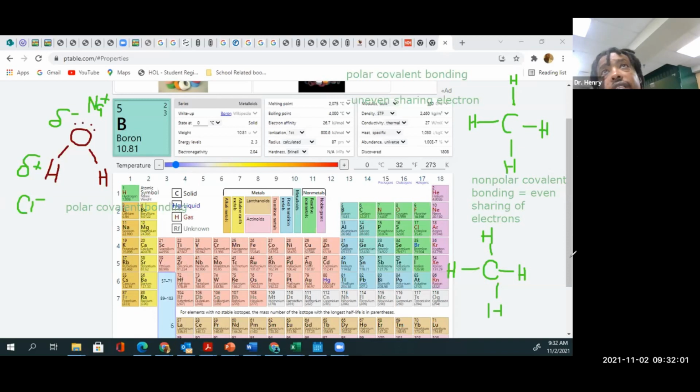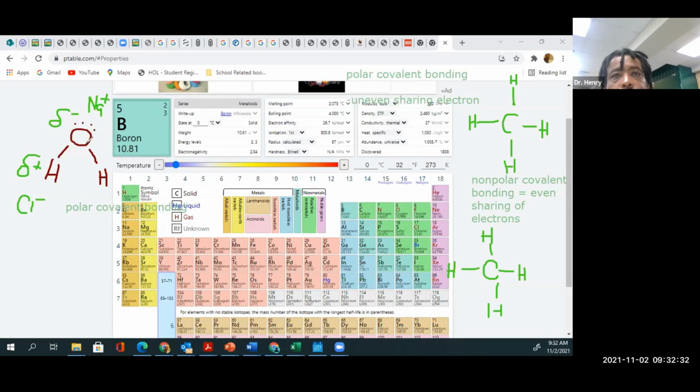Okay, now these guys, since you have all of these hydrogens around them, they're all pulling evenly. So this guy is actually being evenly shared. Carbon is like, you get it part of the time and I get it part of the time. So you have even sharing of the electrons between hydrogen and carbon, and this is called non-polar covalent bonding.